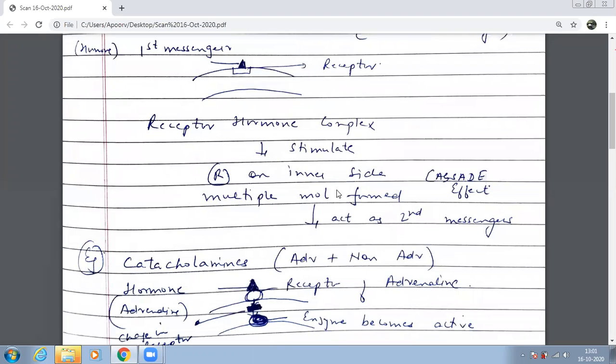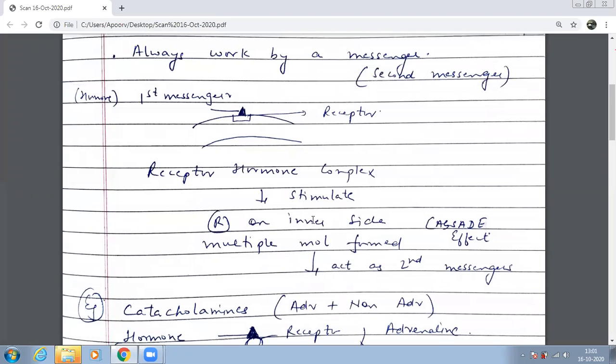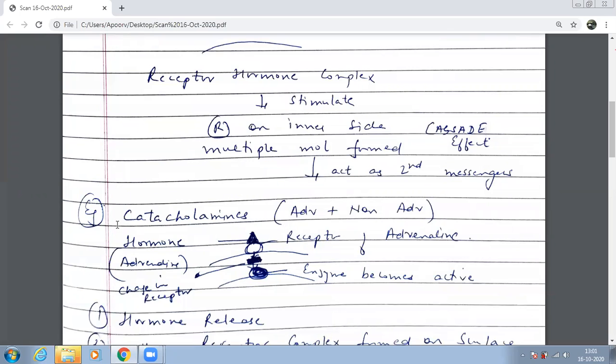This will stimulate reactions on the inner side. Multiple molecules will be formed. You just saw how many things were formed. And this entire thing will be known as which effect? Cascade effect. This is in general. If you want, we can take up one more example some other day. As of now, we are talking about catecholamines, adrenaline and noradrenaline.